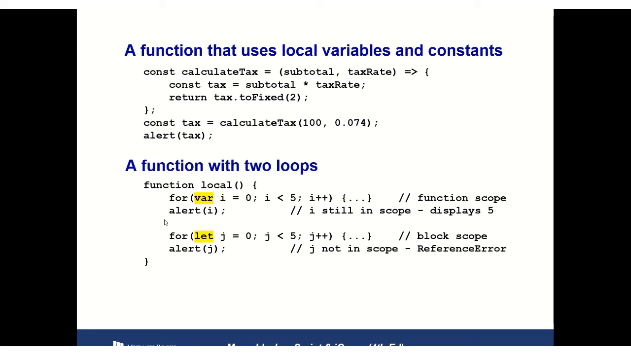A function that uses local variables, there you must declare the variable explicitly. So you can use constant, I mean constant tax, and then you can do that. For the global you don't need to, but for the constant you have to do that. A function with two loops. So basically if you have the function scope, you have the var, you have to define the var. But if you have it in the block scope, then you do the let, and then j is not in scope. I mean outside the for loop, j does not have any scope, so it is gone.